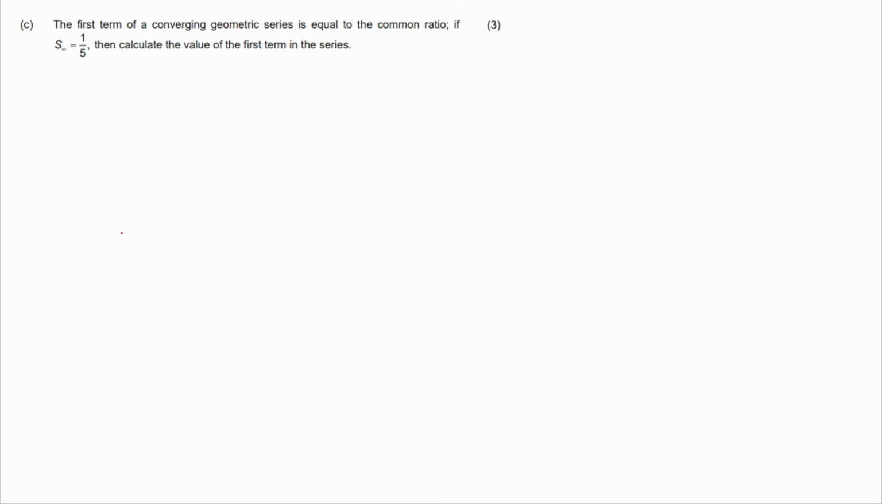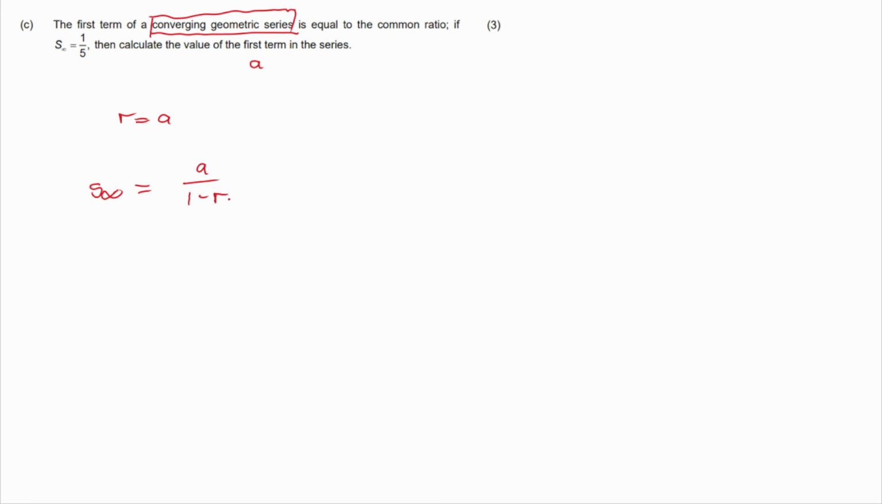Then for C, they say the first term of a converging geometric series is equal to the common ratio. If the sum to infinity is 1 over 5, then calculate the value of the first term in the series. We're dealing with a converging geometric series, so we can use the sum to infinity equation. They ask for the first term, which is a, and they tell us the first term is equal to the common ratio, so r is equal to a.